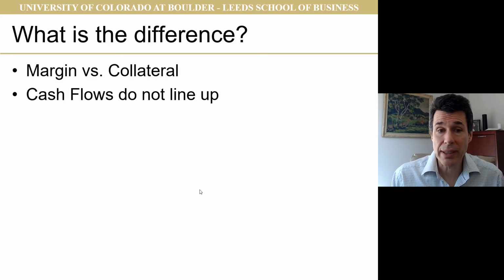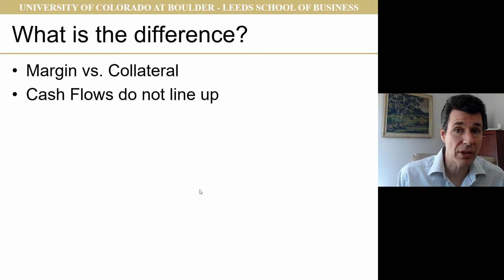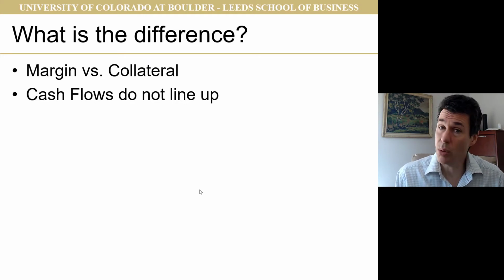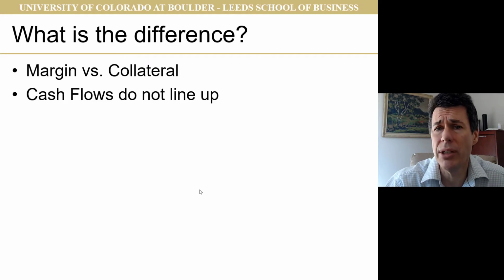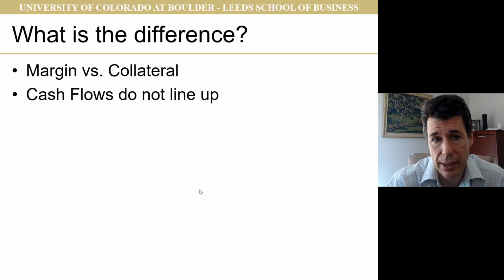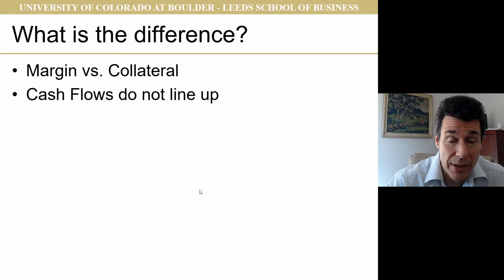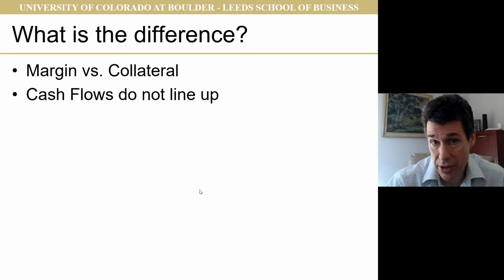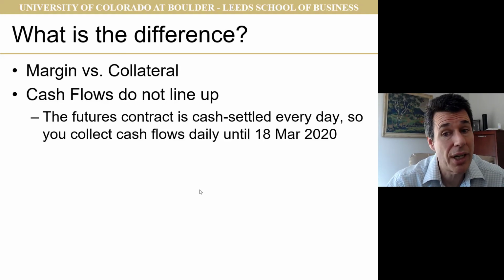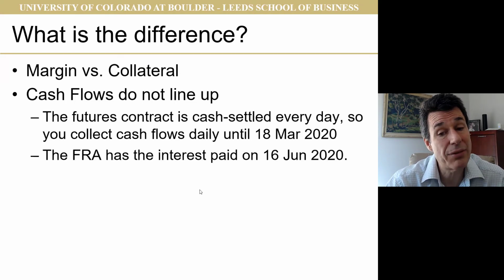Okay, now there are two big differences here. One, margin versus collateral. So trades can be collateralized or not. Again, borrowing and lending, one typically thinks about not being collateralized, but over-the-counter derivatives are typically collateralized. And on the Eurodollar contracts, there's margin that has to be posted. Second, the cash flows don't line up, right? The futures contract is cash settled, so you collect cash flows, positive or negative, until the 18th of March 2020. The FRA has the interest paid on the 16th of June 2020. You don't have the same kind of cash flow.